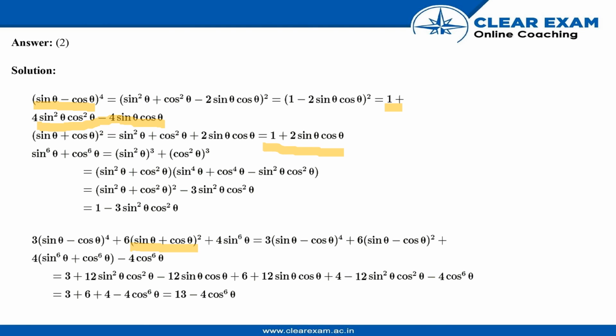After simplifying all these values, we will input them into the question which is provided to us. After substituting the values, we get this equation, and after simplifying this equation we get our final answer, that is 13 minus 4 cos to the power 6 theta. That is option 2. Therefore our answer is option 2, 13 minus 4 cos raised to power 6 theta.